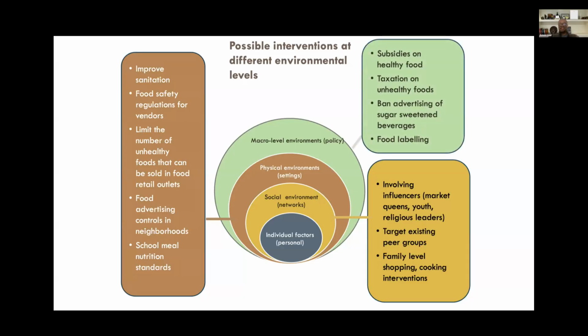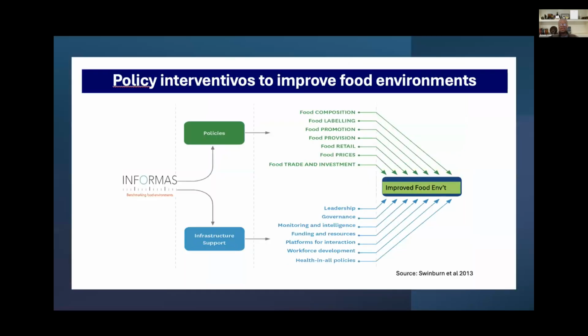And then at the macro level, she talked about also policy interventions. So subsidies on healthy food, taxation of unhealthy food, banning advertisement or sale of unhealthy food within certain jurisdictions. And those are all kinds of interventions. The INFORMAS Network did map a suite of policy interventions that could be applied in this regard. And so you can see food composition interventions, labeling interventions, promotion or marketing interventions, food provisioning.